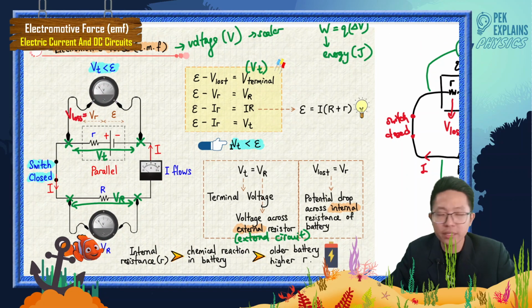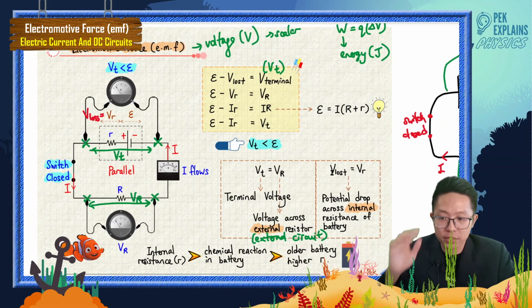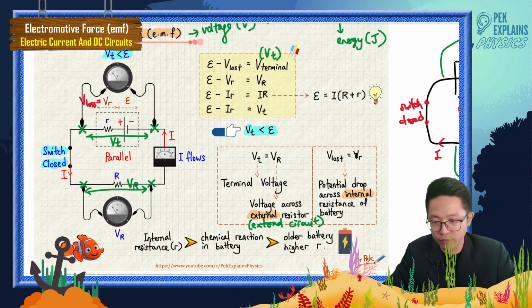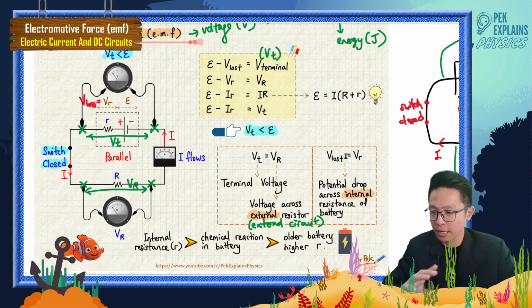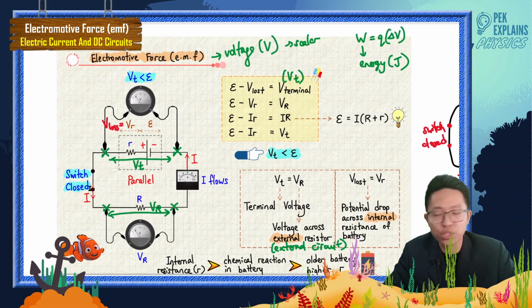Okay? See, the terminal voltage is less than the EMF, because there's voltage loss across the internal resistor. And this voltage loss is the potential drop across the internal resistance of the battery. Okay, class. Now, why do I want to talk about the switch closed here? You see, if I close the switch, there is current flow in the circuit, isn't it?